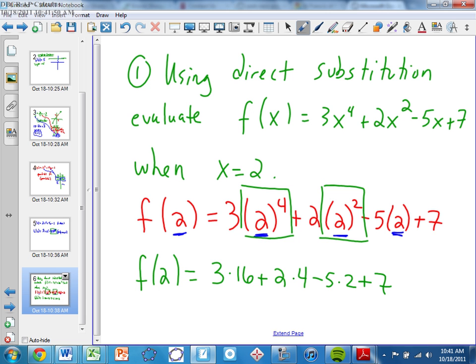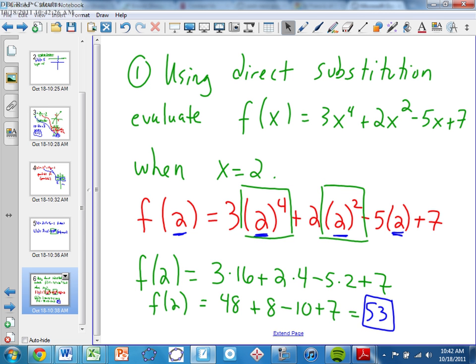Now multiply. You're going to get 48 plus 8 minus 10 plus 7. Again, just combine your like terms at this point. If you're doing this in your head, just go from left to right. 48 plus 8 is 56. 56 minus 10 is 46. 46 plus 7 is 53. Personally, if you want my opinion, I would not use a calculator here. It probably takes longer to type that in than for me to do it in my head. Once you start practicing this kind of stuff enough, it will take you less time just to do it in your head.